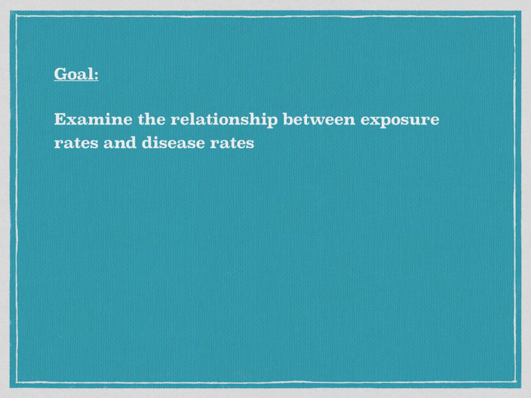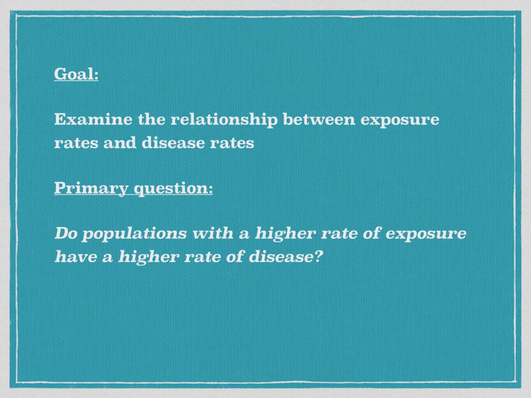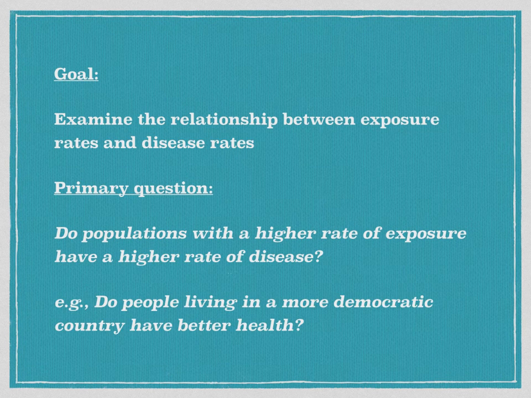Correlational, also known as ecological studies, use population-level data to examine the relationship between exposure rates and disease rates. The primary study question is, do populations with a higher rate of exposure have a higher rate of disease? So, for example, do people living in a more democratic country have better health?